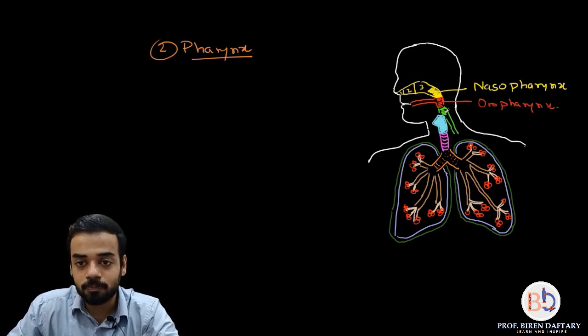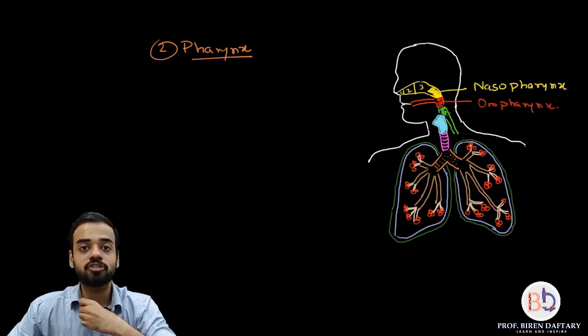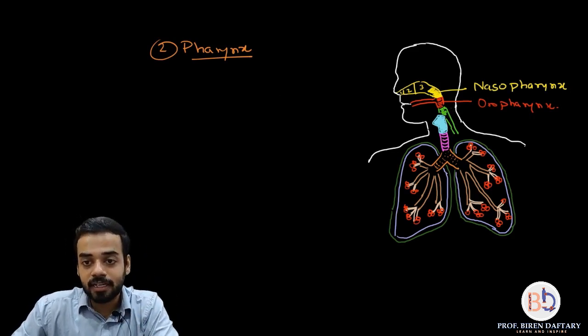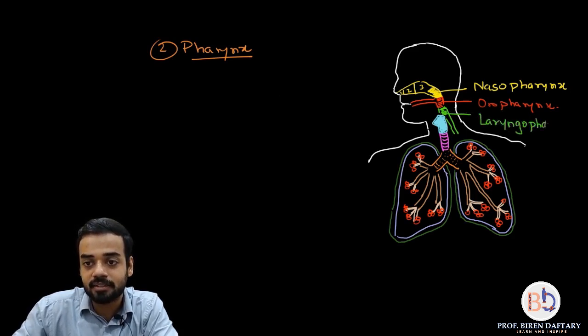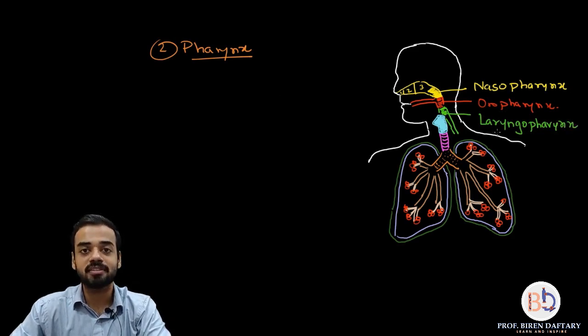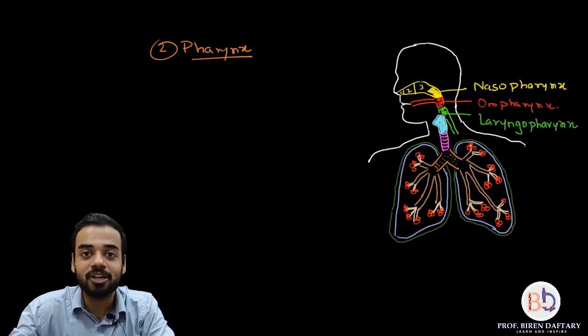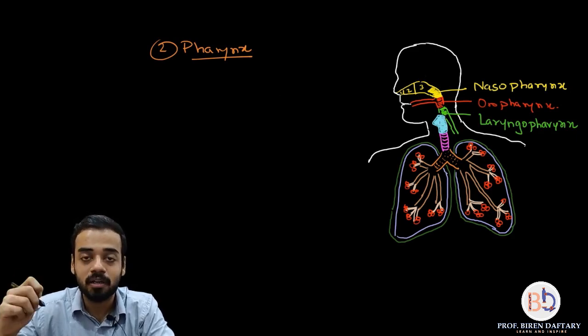Now we come to the third part. The oropharynx continues down the neck, and finally this last part is called the laryngopharynx. Again, very easy to remember this name, because in the respiratory system, after the pharynx, the next part is the larynx. This is the blue part. So the pharynx which continues into the larynx is called the laryngopharynx. Very simple.